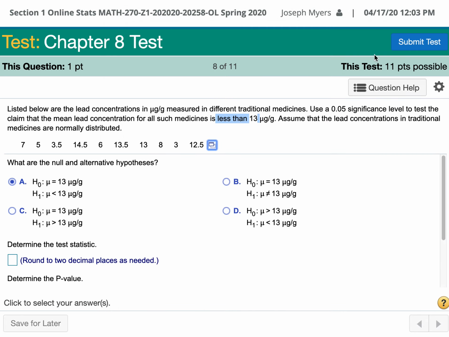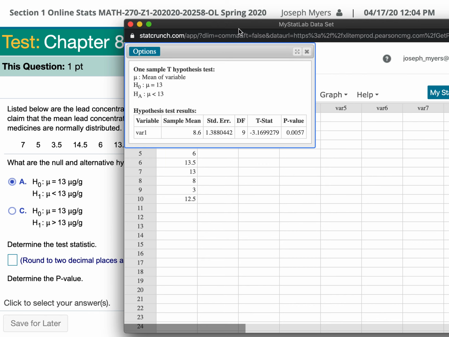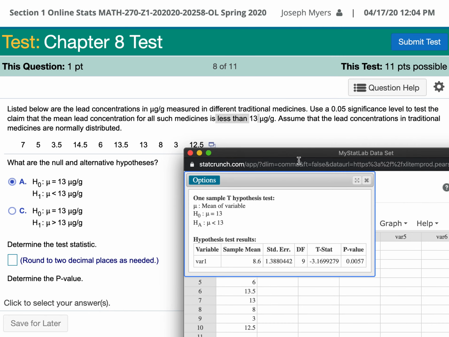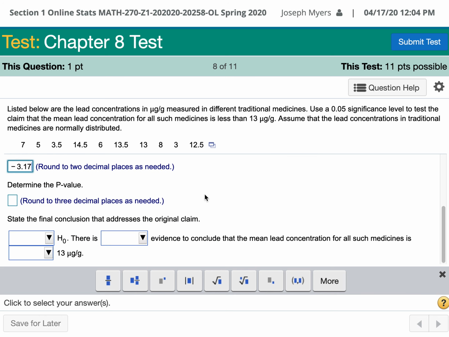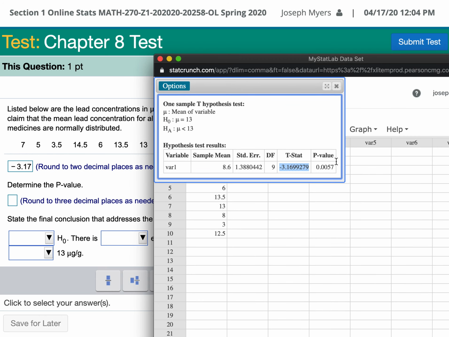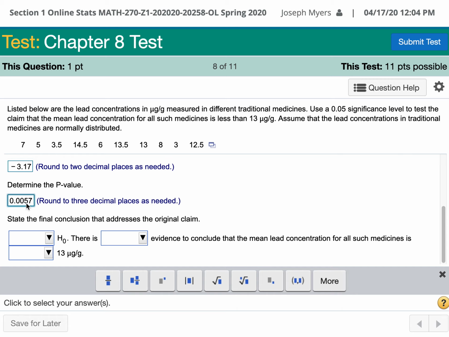So the results of this hypothesis test are as follows. The test statistic is negative 3.169, which rounds off to negative 3.17. And the p-value is 0.0057, which rounds off to 0.006.